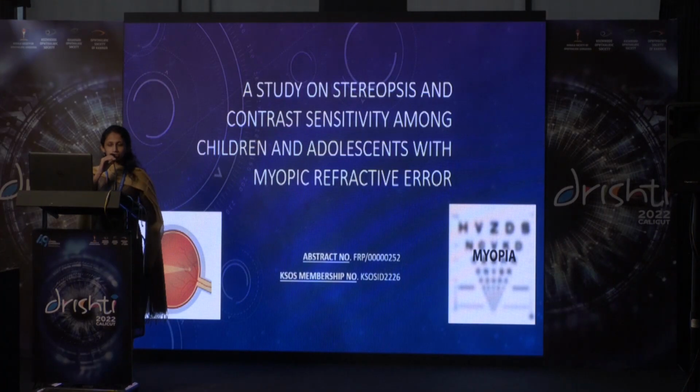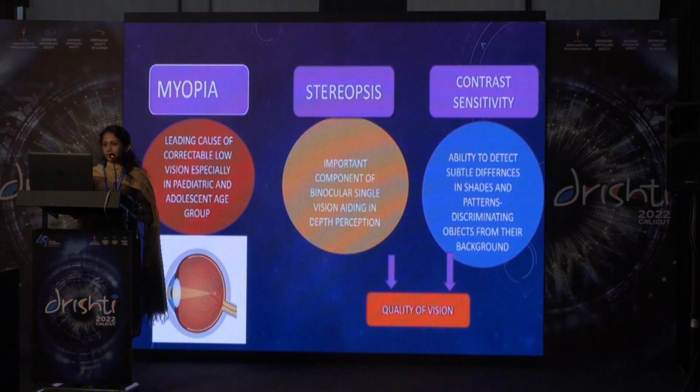Good morning. I am here to present my paper on a study on stereopsis and contrast sensitivity among children and adolescents with myopic refractive error. As we all know, myopia is a leading cause of correctable low vision, especially in the pediatric and adolescent age group, whereas stereopsis and contrast sensitivity both are important for a good quality of vision in a patient.